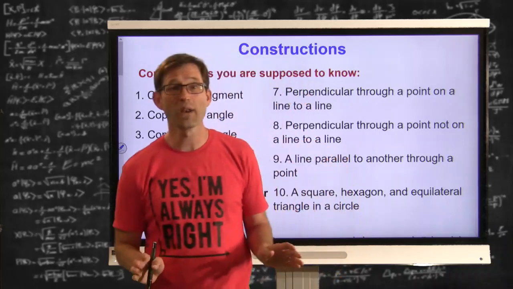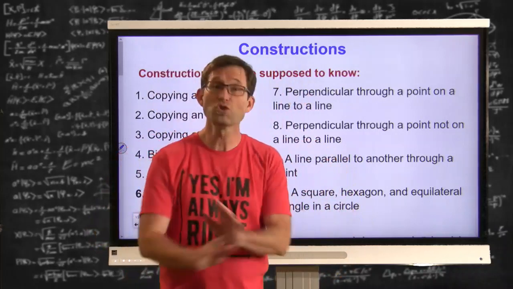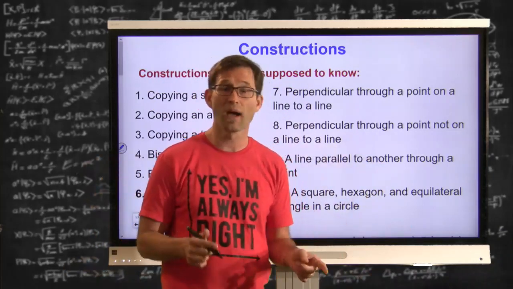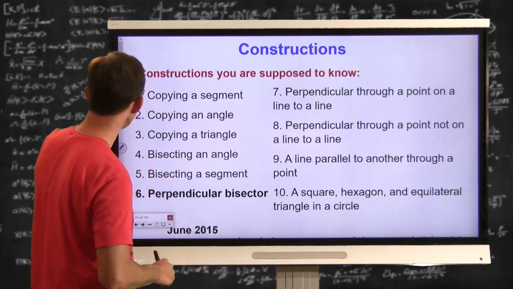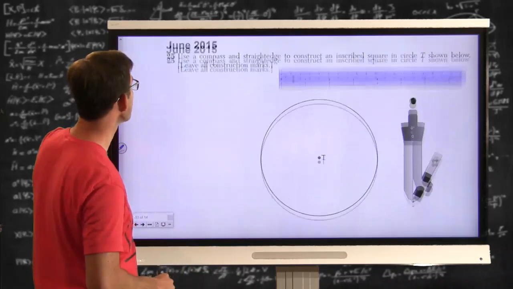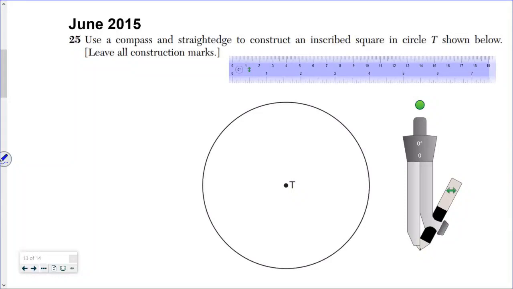I could spend the last 20 minutes just doing the constructions that we have. I'm probably going to freehand them, which you should never ever do, okay? But I'm going to freehand them just to save us some time because my awkwardness with rulers and protractors on this board is legendary. Anyway, let's just talk a little bit about this. June 2015. Use a compass and a straight edge to construct an inscribed square in circle T shown below. Leave all construction marks. I've seen this one actually come up twice on the Regents exam.